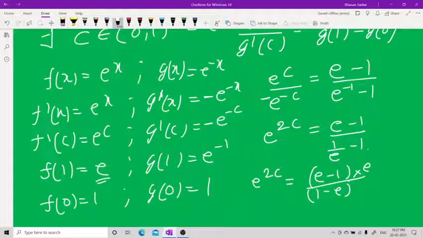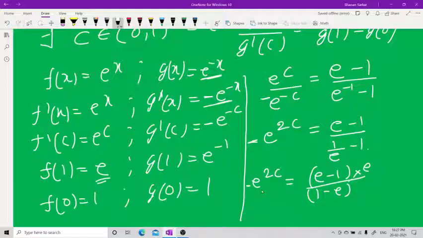We'll draw this again. The mistake that was done is that the derivative of e to the power of x, g'(x), should be e to the power of x minus e to the power of minus x. By mistake I kept it plus. So now it is e to the power of x minus e to the power of minus x. At c, it is minus e to the power of c minus this side.